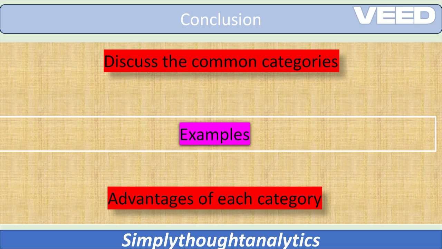So in conclusion, we have been able to discuss the common categories of tools which are used for data visualization. We spoke about spreadsheets, BI tools, and some special programming packages. We also looked at examples of each of these categories, and we spoke about the limitations and the benefits of each of them. And we said that business intelligence tools are the best options when it comes to data visualization and presentation.